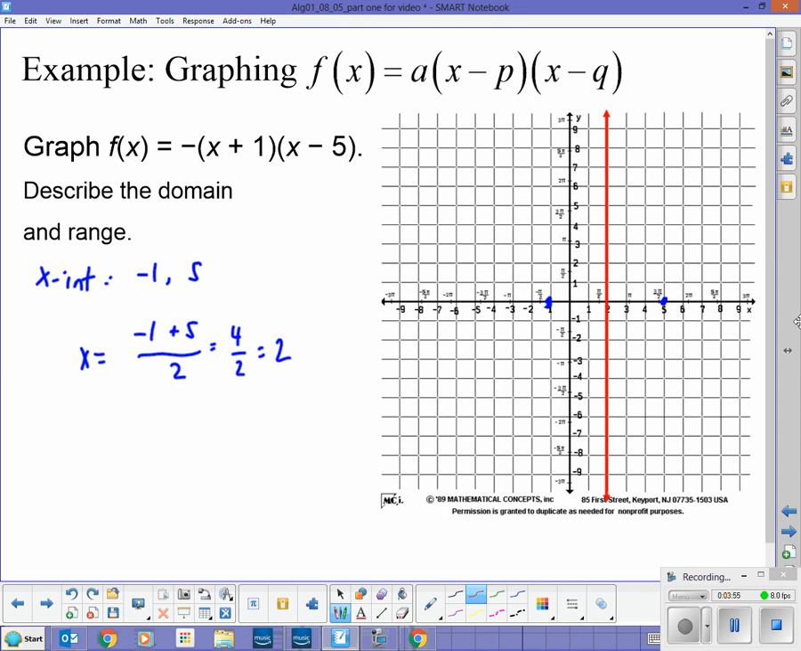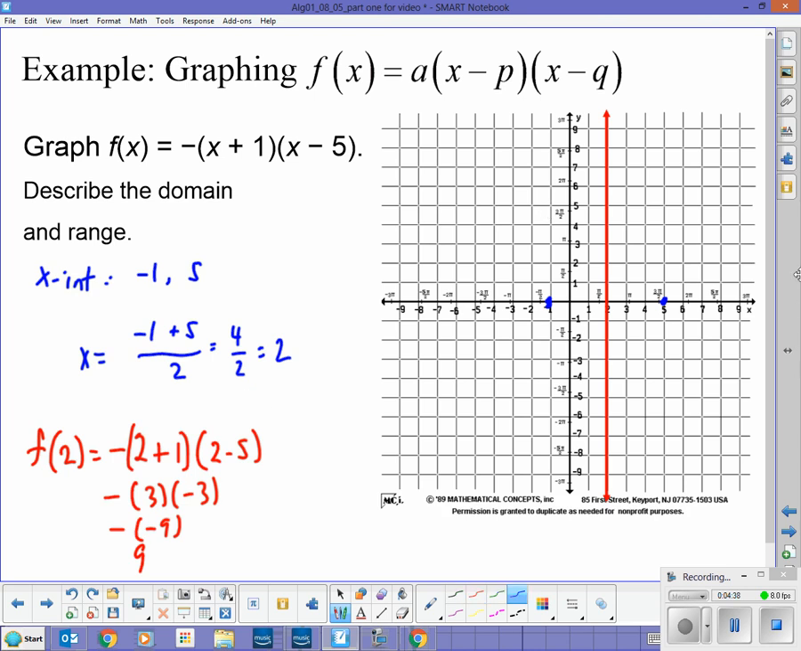Now we find the vertex. Since I know my x value, I can say f of 2 is equal to negative 2 plus 1 times 2 minus 5. That's going to be the opposite of 3 times negative 3. 3 times negative 3 is negative 9, so the opposite of negative 9 is 9. My vertex is going to be at 2, 9.